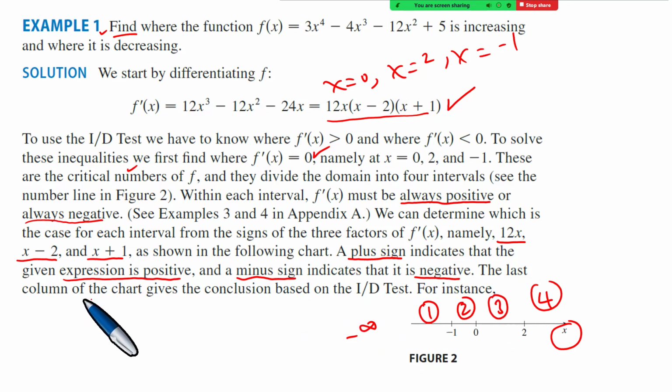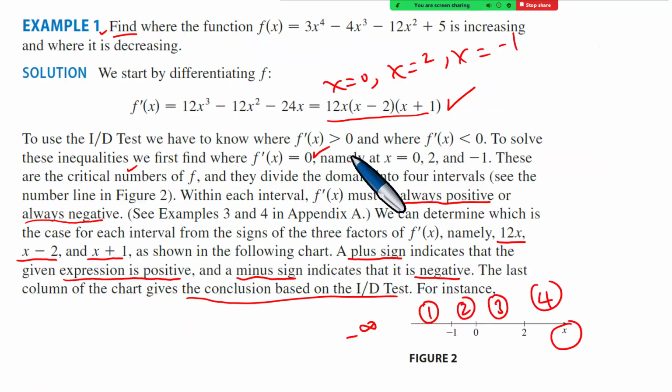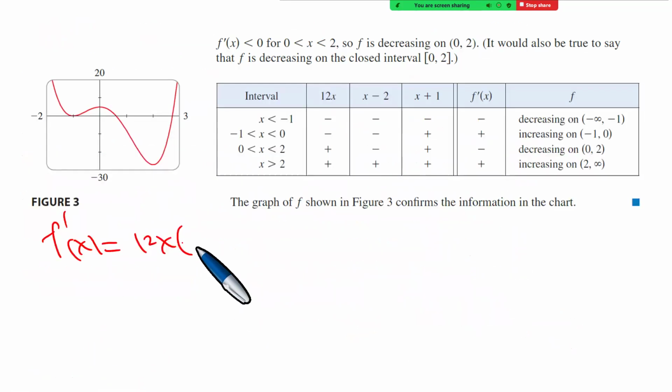The last column of the chart gives the conclusion based on the increasing derivative test. Let's take a look. This is the chart. A couple of things remain very important. We recall that f prime of x equals 12x times x minus 2 times x plus 1.